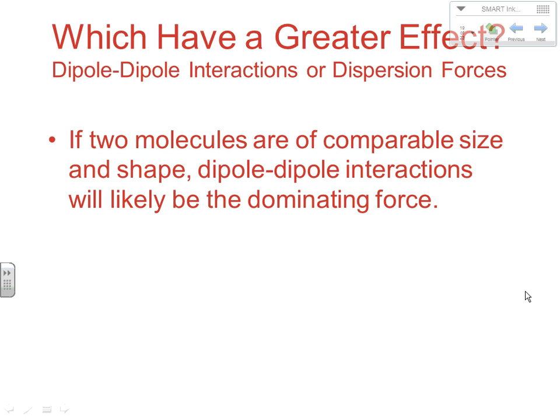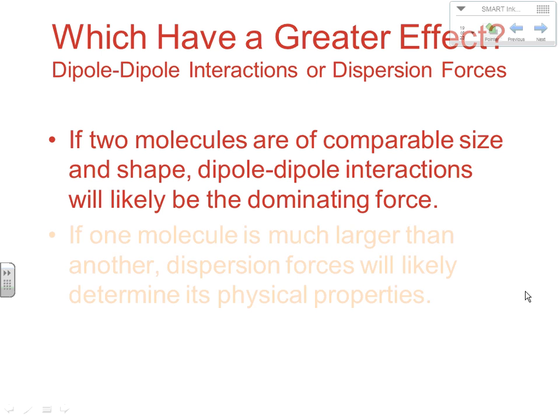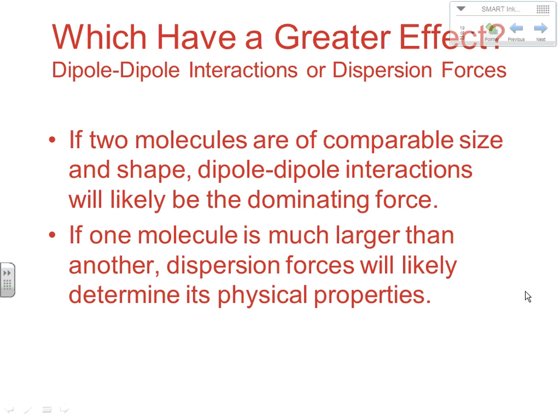Now, I mentioned that all substances, polar substances included, have dispersion forces. So they have London forces as well. So when you've got a polar substance, which force is more important, the dipole-dipole interaction or the dispersion force interaction? Well, really what it comes down to is size and shape. So if two molecules are a comparable size and shape, the dipole-dipole interactions are more likely to dominate. But if one molecule is significantly larger or longer and has fewer branches, it's going to have a greater surface area, then it's probably going to be the London forces.